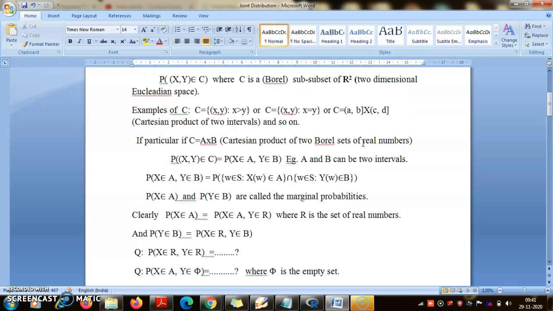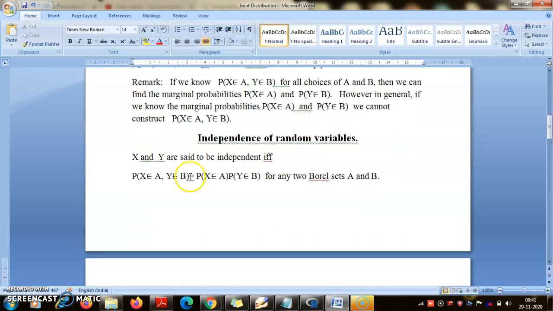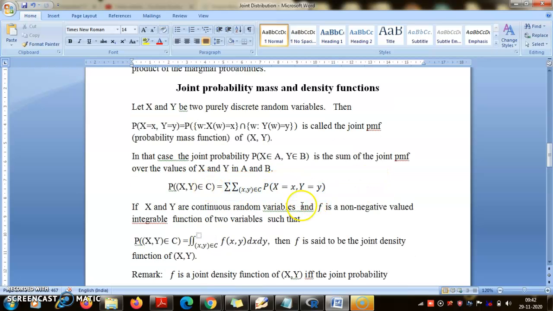Now we can make the idea of joint distribution even more specific. Suppose x and y are two discrete random variables, that is, both x and y take countably many values with probability 1. Then we can talk about joint probabilities, like the probability of x equal to x and y equal to y. This is called the joint PMF. In that case, the probability that x and y are in C is the sum over those points in C. You are not concerned about points which are outside C.